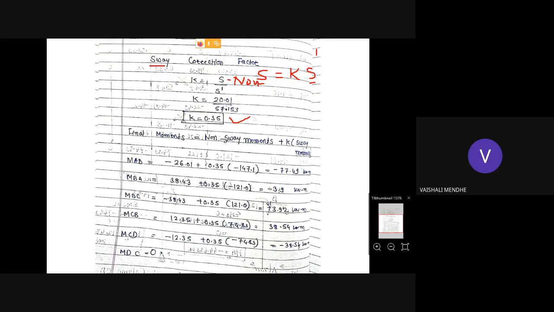Sway correction factor, and it is applied to the sway moment. So after finding out S and S dash value, find out the correction factor. S is your non-sway force. Okay, this non-sway force divided by sway force, so the non-sway value was 20.01, find out the correction factor. So the correction factor you are getting is 0.35.